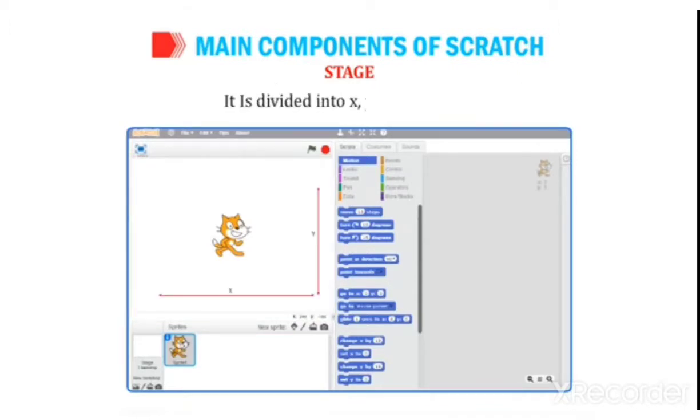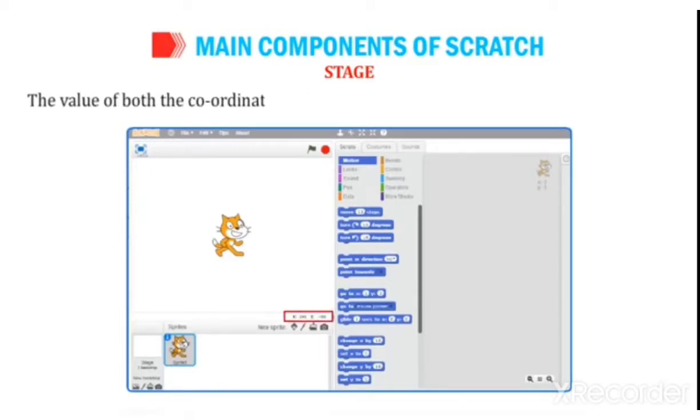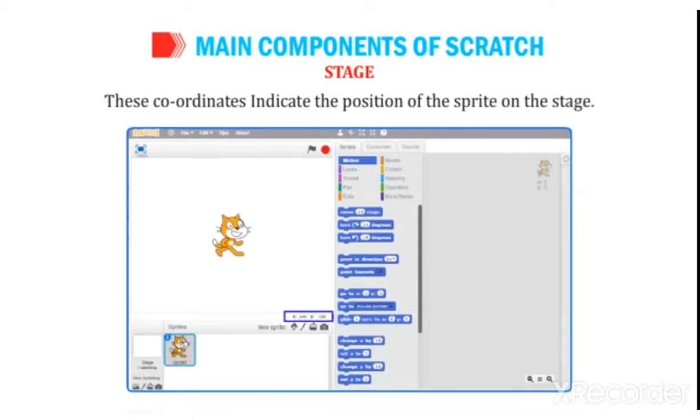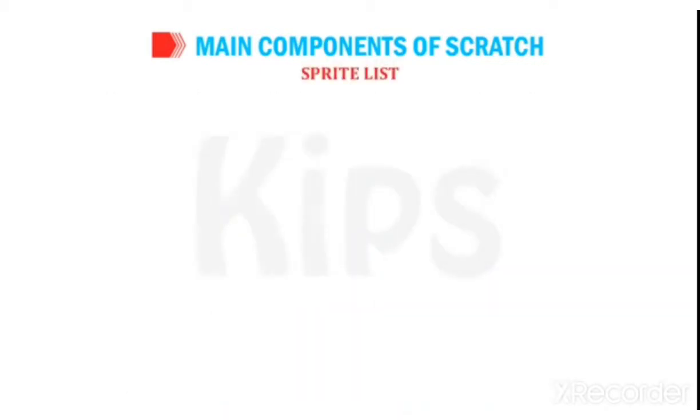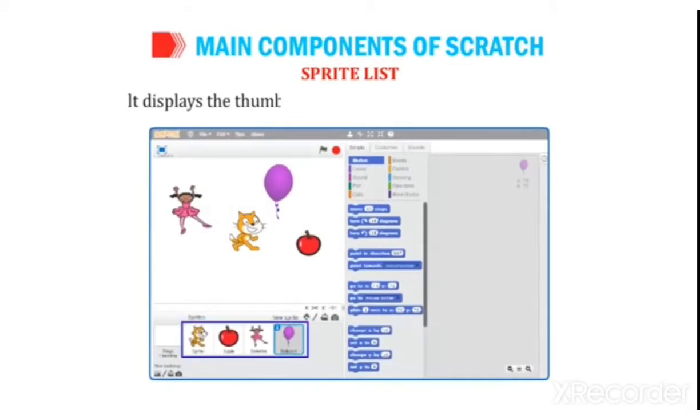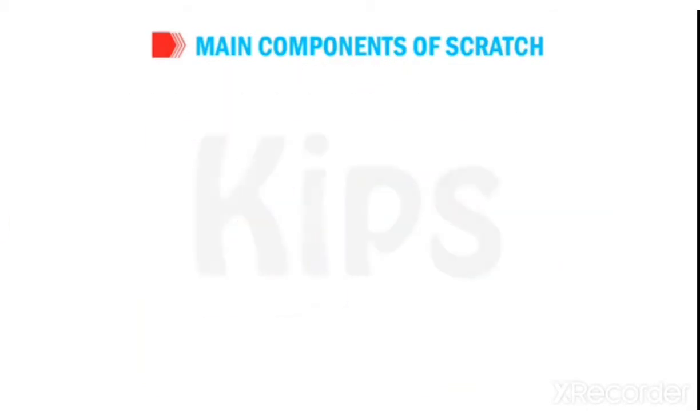It is divided into X, Y coordinates. The value of both the coordinates are displayed at the bottom right corner of the stage. These coordinates indicate the position of the sprite on the stage. Next is sprite list on page 63. It displays the thumbnail of all the sprites used in a project.